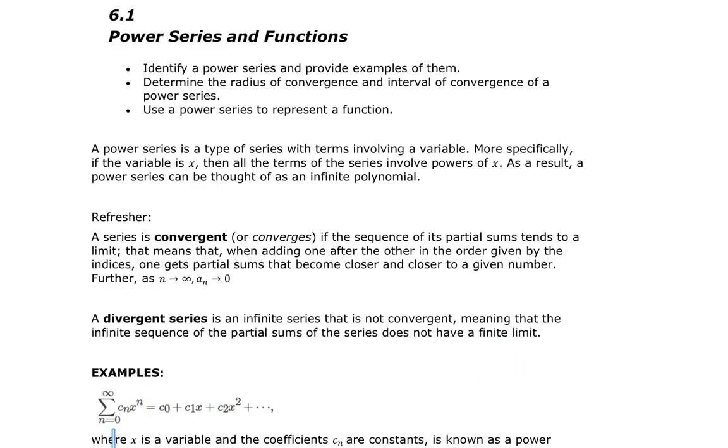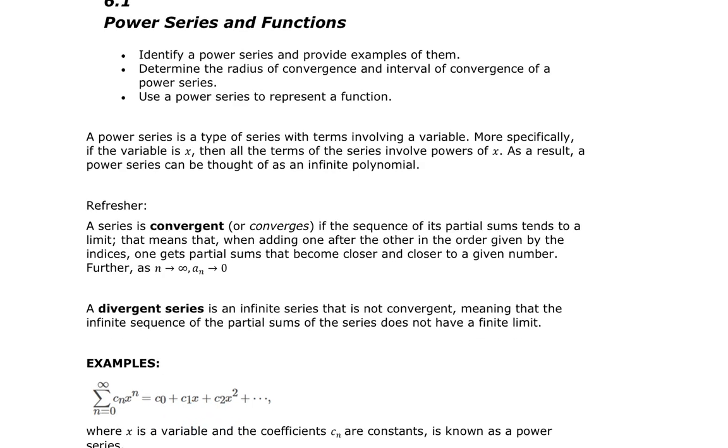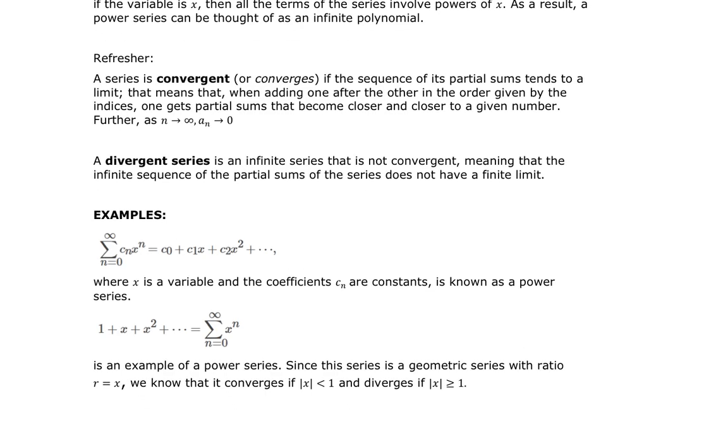So here's an example of what a power series looks like. We have n equals 0 to infinity, we have some constant c sub n, and we have x raised to the n. So our first term would be a constant, so c naught plus c1 x plus c2 x squared, etc., where the variable is x and the coefficients are the constants c sub n, and we know this as a power series. Another example is 1 plus x plus x squared, and it continues on up, where my constant is just 1. This is an example of a power series.